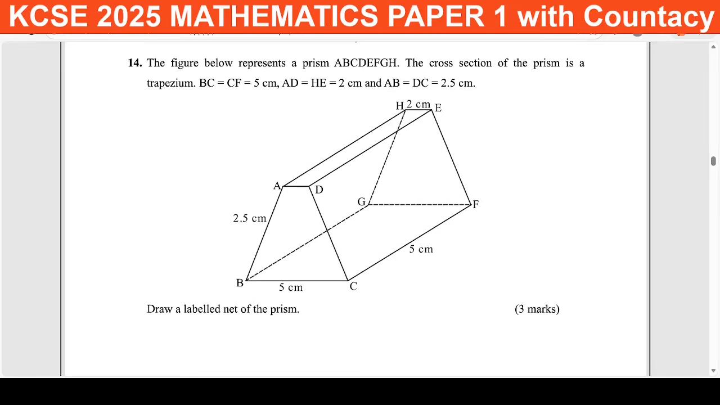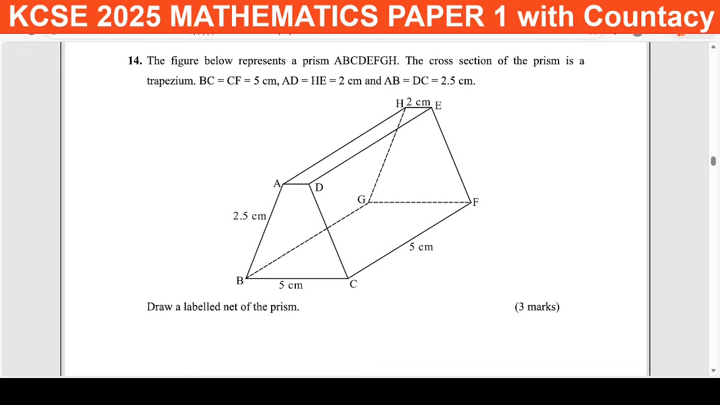So we are told that the figure below represents a prism ABCDEFGH, and that the cross section of the prism is a trapezium. The question then tells us that BC is equals to CF. Can you locate where BC is? BC is equals to CF. Where is CF? Oh, amazing, CF. That's quite important. So this one is equivalent to that. Okay, and then we are told that AD is equals to HE.